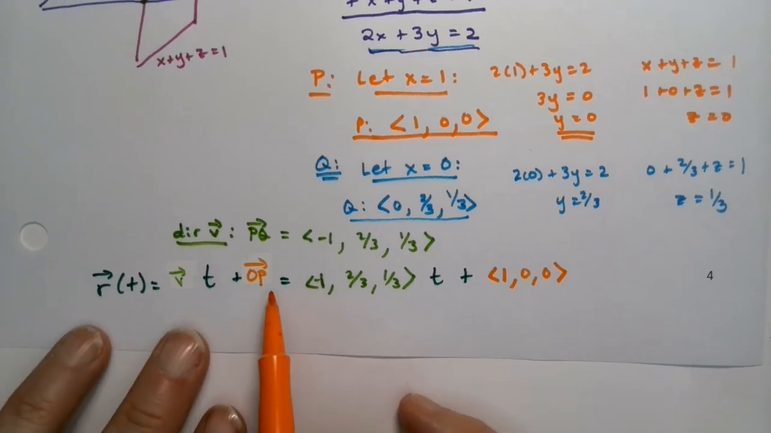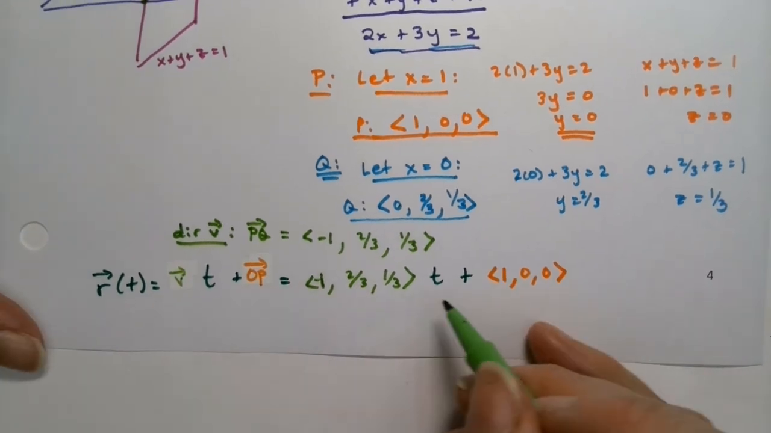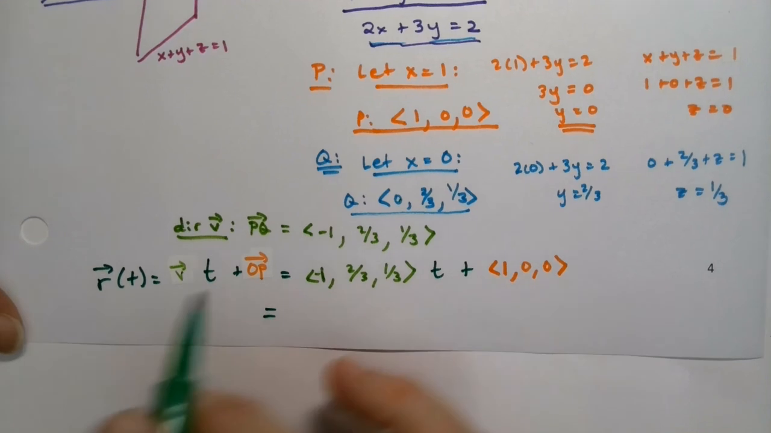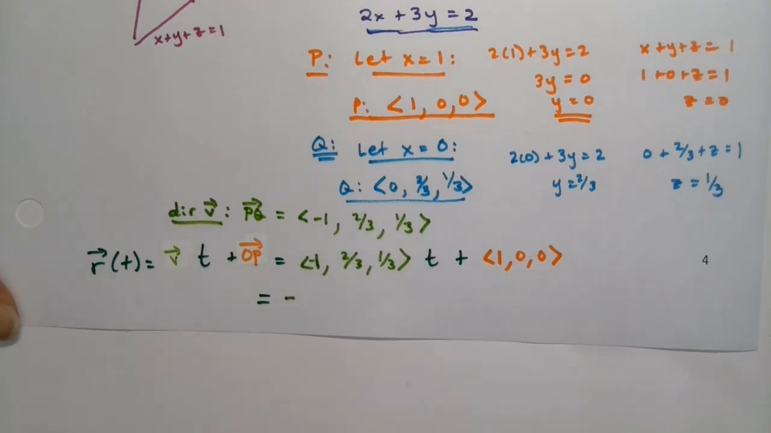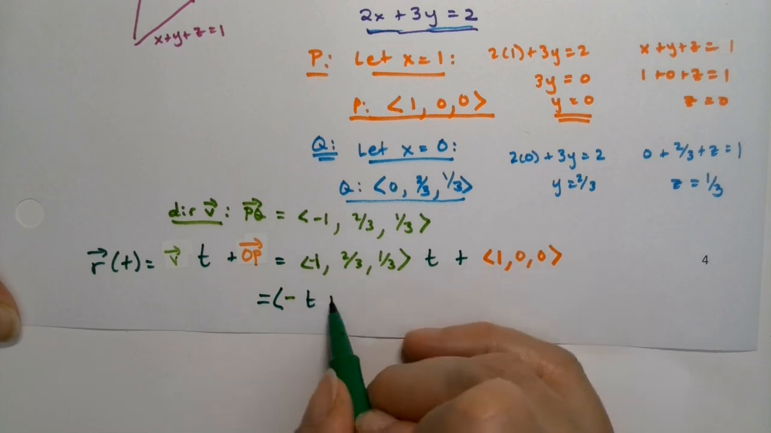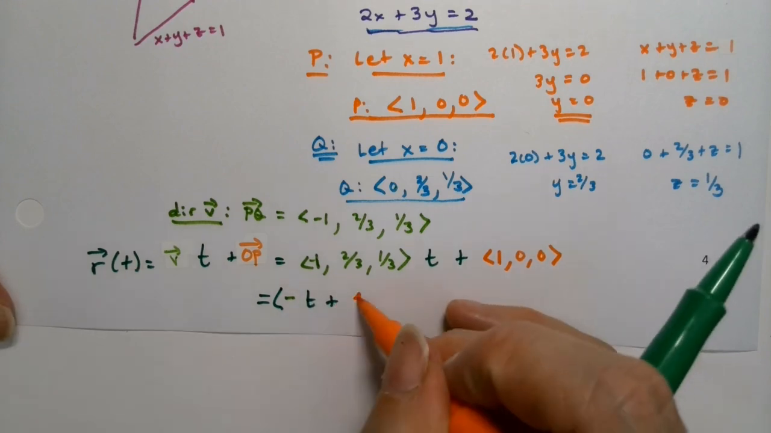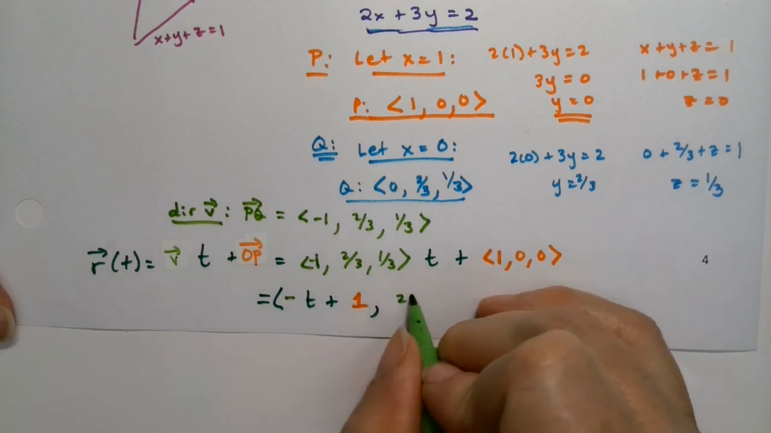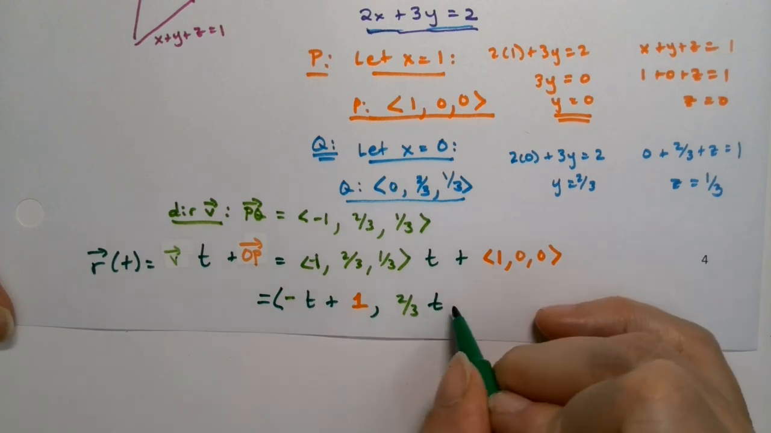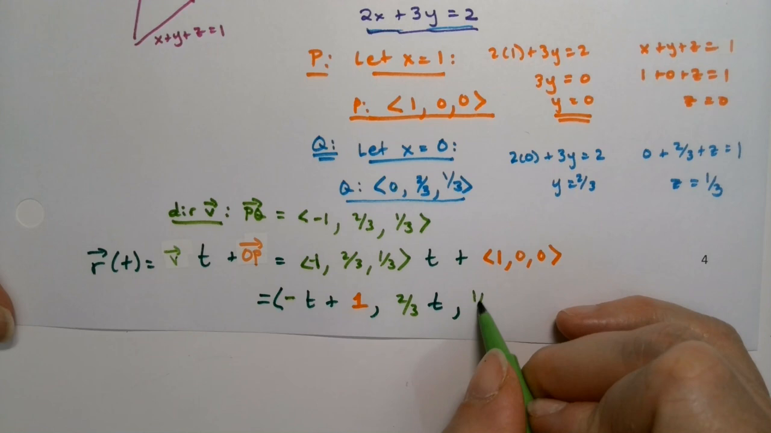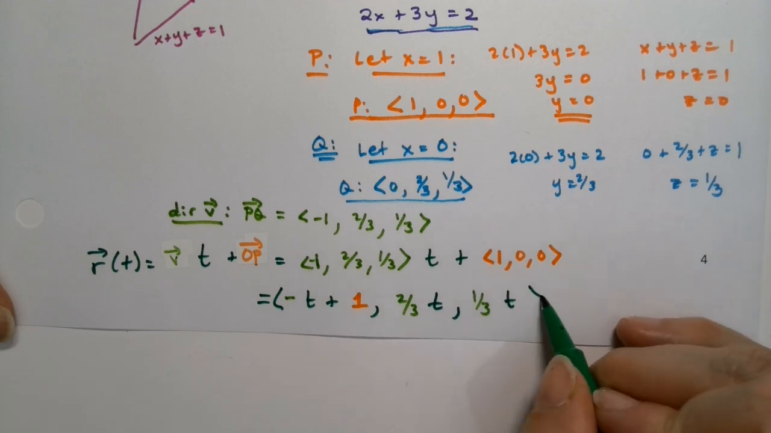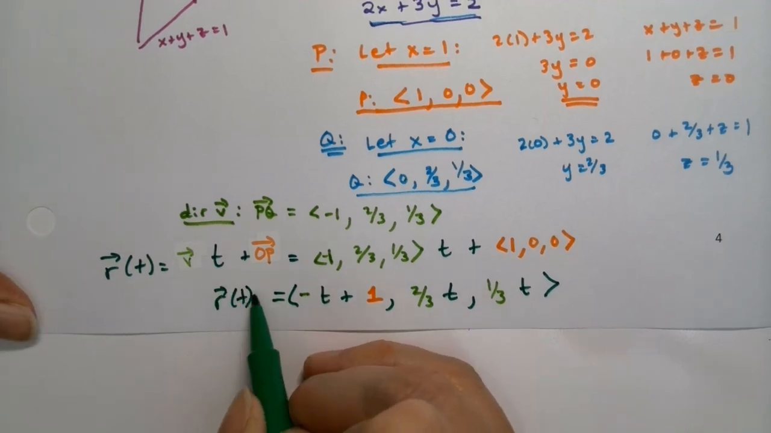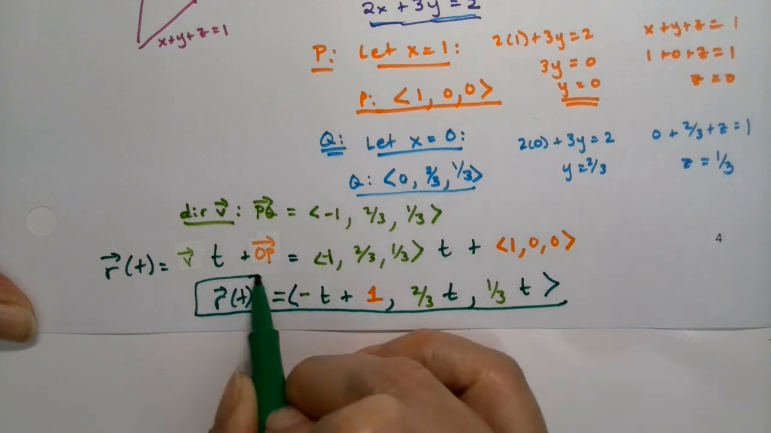I was unhappy with my color choices, so I fixed it. All right, so that would make it -t. So if you're going to write this out, it'd be equal to -t plus 1, and then 2/3 t plus 0, and then 1/3 t, again plus 0. So that is the vector valued function for the equation of that line right here.